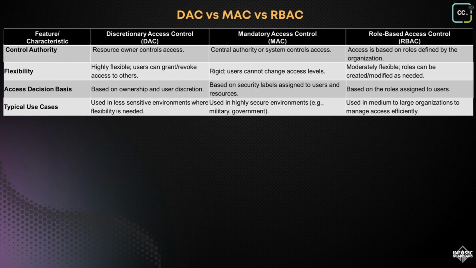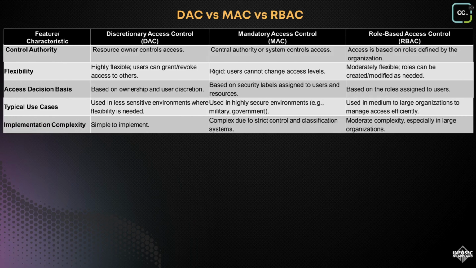Let's consider some typical use cases. DAC is often found in less sensitive environments where flexibility is a priority, such as in general office settings. MAC is used in highly secure environments, like government or military operations, where strict control over information is essential. RBAC is widely used in medium to large organizations where it's important to manage access efficiently across many users.